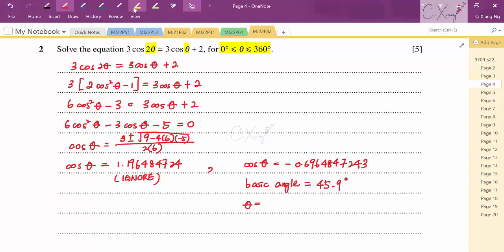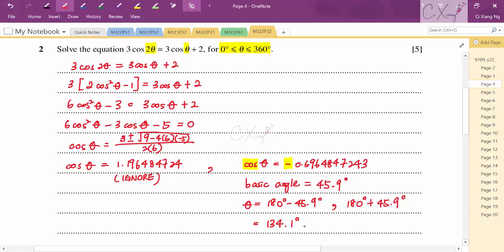For all the 4 quadrants, I'm looking for cos negative, which is the second and third quadrant. To get the answer for the second quadrant, it should be 180 minus the basic angle. And for the third quadrant, the answer should be 180 plus the basic angle. If I simplify these two answers, I should get 134.1 degrees and also 225.9 degrees. So these are the possible answers for theta for this equation.